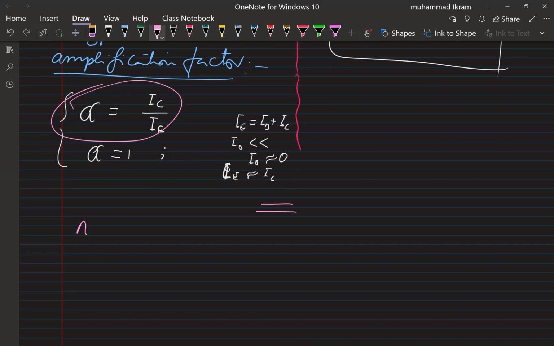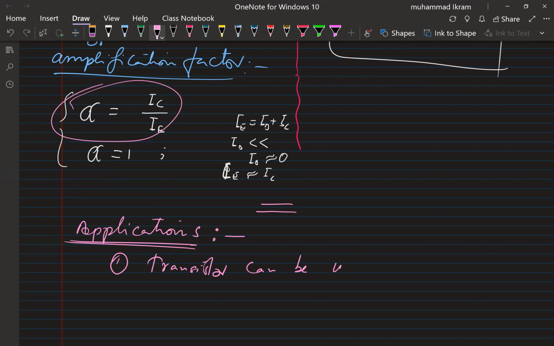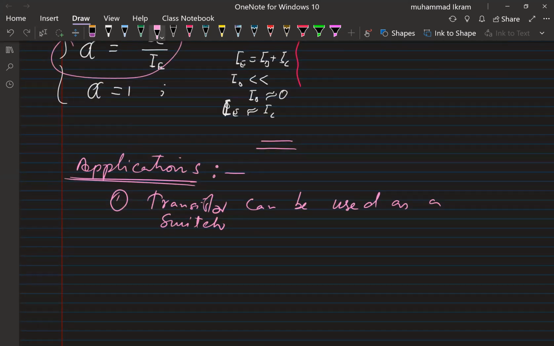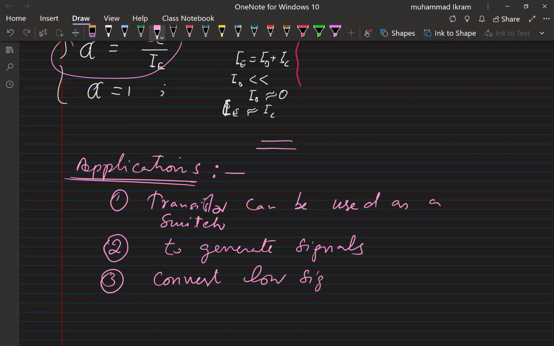The transistor has a lot of applications. This is what I would like to add. The transistor can be used as a switch. What does this mean? To operate a very large current by using a small current, right? That is one of the most important applications. It can be used to generate signals. Third, it can be used to convert low signals into high signals, like in the amplifier.